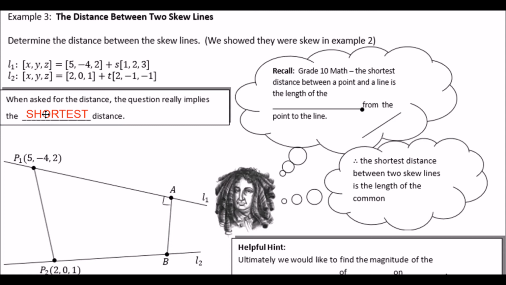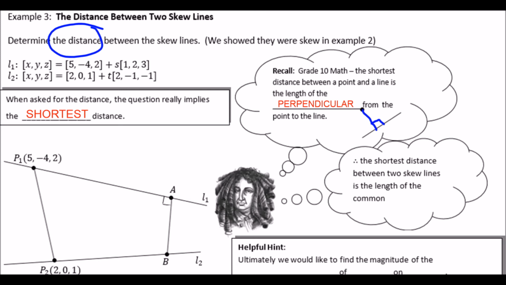Recall from grade 10 math, the shortest distance between a point and a line is the length of the perpendicular from the point to the line. So what does that mean, Mr. Wills? That means, here's my point in grade 10, here's my line. It would be something like this. This line that I'm drawing right there, if it is perpendicular, is the shortest distance. So when I ask for really the distance, I'm really asking for the shortest distance.